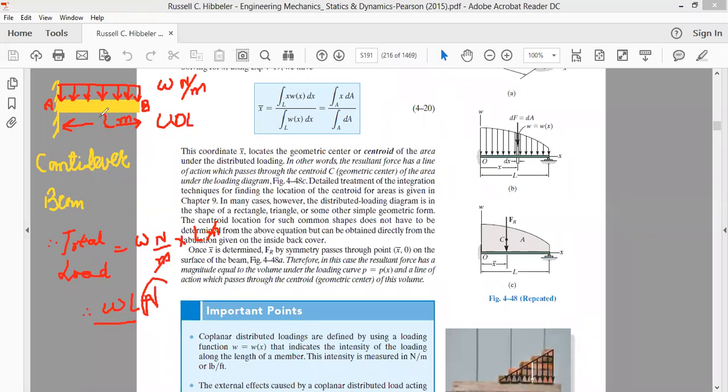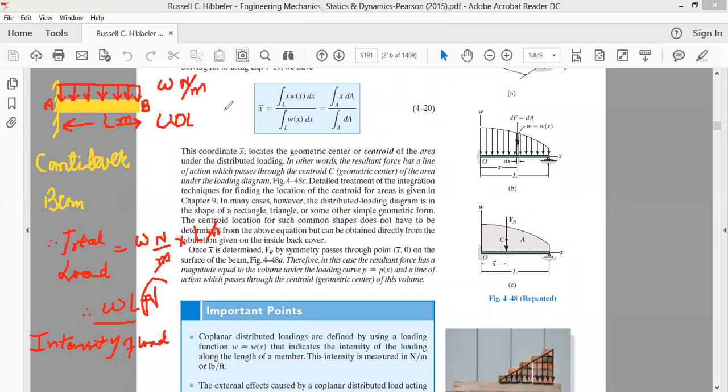As far as W is concerned, W is called the intensity of the load. If the intensity of the load at all the points on the beam is constant, we say that the beam is under uniformly distributed loading.